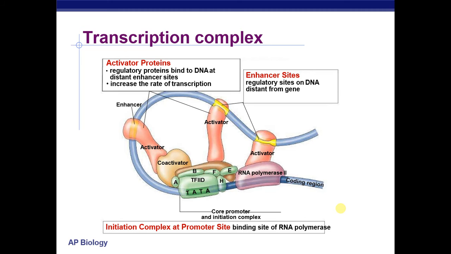So here is a more complex picture of the transcription complex. We don't need to memorize what all of these things are, but notice the activators bound on there that are attached to the enhancer sites, which help the recruitment of RNA polymerase and other transcription factors to expedite the transcription of that given gene.